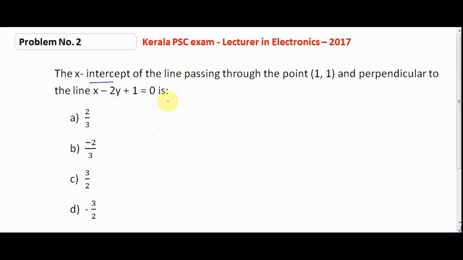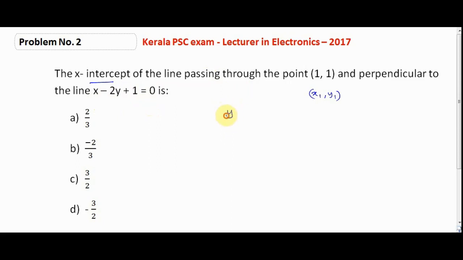So at first let's try to find the equation of the line. Here we are given one point, x1 y1 equal to 1, 1. So we know one point on the line, but we don't know any other point or the slope of the required line. But we are given the equation of a perpendicular to the line, that is x minus 2y plus 1 equal to 0. So we may calculate the slope of the required line from the slope of this perpendicular. We will make use of point slope form to find the equation.